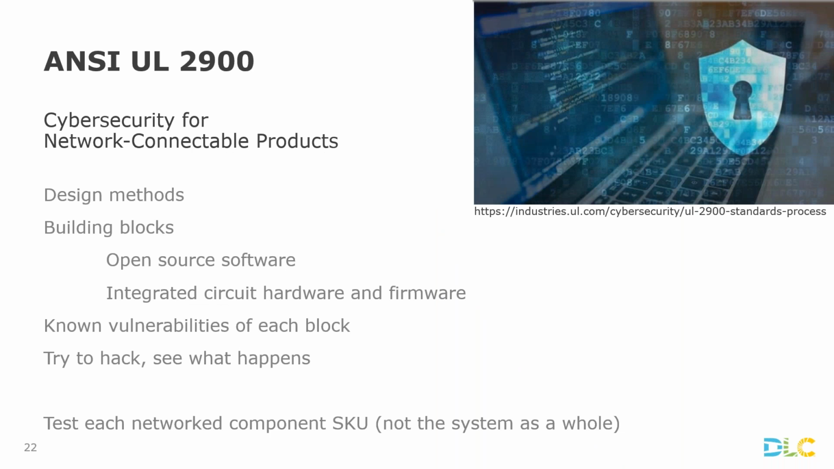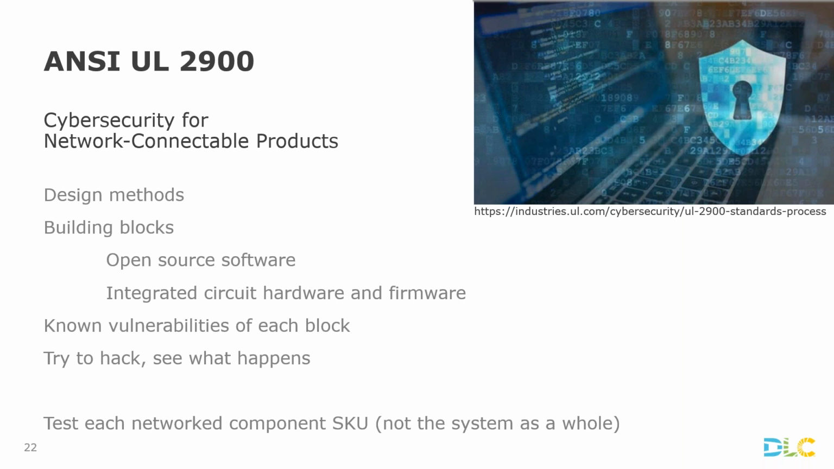ANSI UL 2900 is a test standard for cybersecurity for network connectable products. It was first published by UL in 2015 and then approved as an ANSI standard in July 2017. It tells how to evaluate a product's vulnerability to security threats. In other words, it's a test to run on network devices where they analyze the system for vulnerabilities and then try to hack it. They also provide consulting support to help designers pass the test.